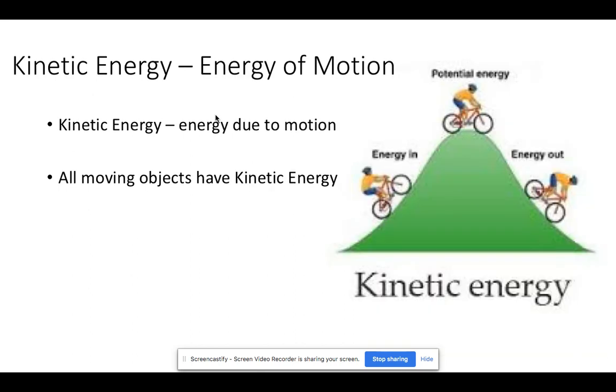So there are a couple different types of energy. The first type is kinetic, and that is the energy of motion. So kinetic energy is our energy due to motion, and all moving objects have kinetic energy. So if you look at the guy going up the hill, as he's moving up, he has kinetic energy, and also as he's moving down, he has kinetic energy, because this is when they are moving.